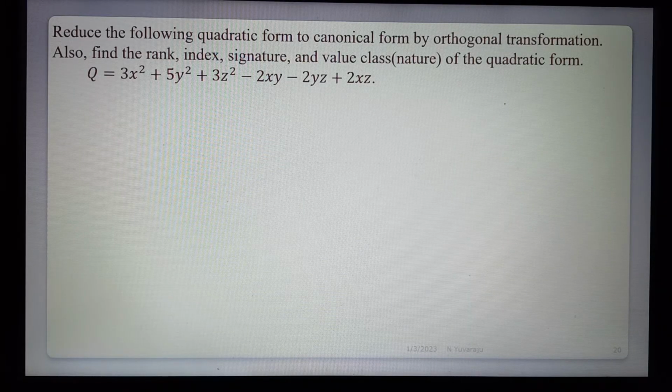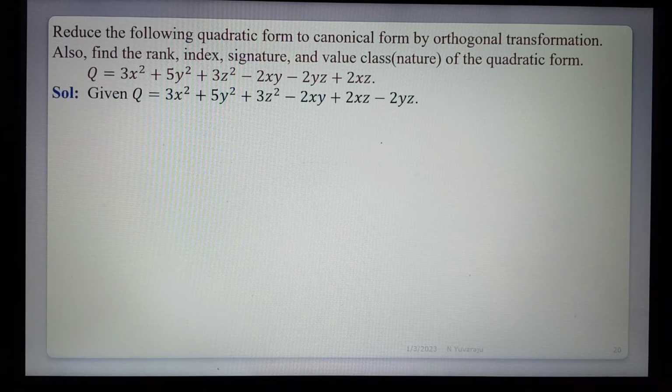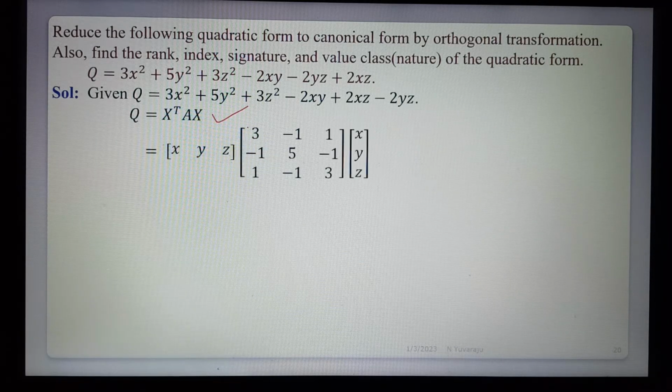First we have to find the coefficient matrix, eigenvalues, eigenvectors, and verify the orthogonality condition. Next the normalized vectors, then matrix P, then P transpose, then P transpose AP equal to the diagonal matrix. Using that matrix you find the canonical form. That is a lengthy procedure. First, the given quadratic form is equal to x transpose AX in matrix form, with three unknowns x, y, z. This is the coefficient matrix.